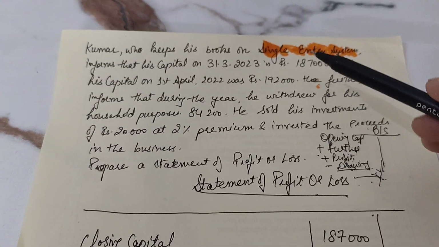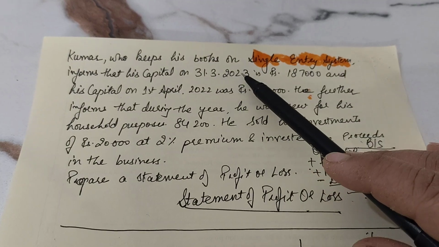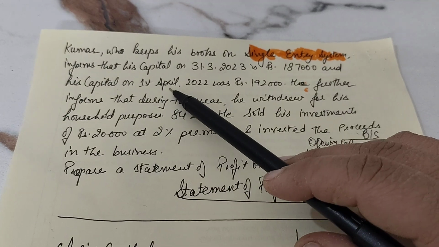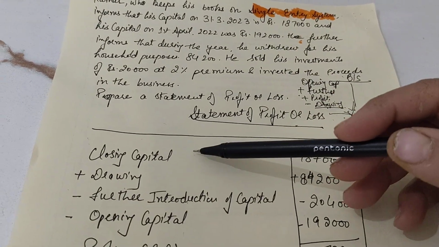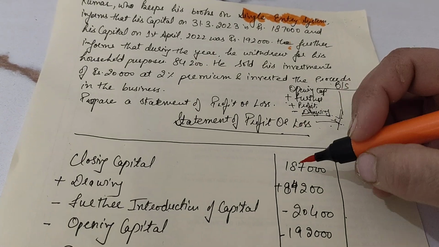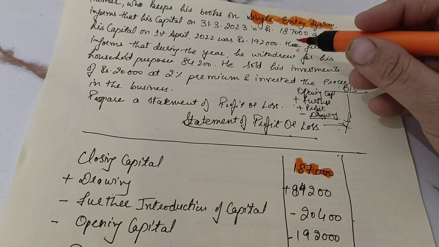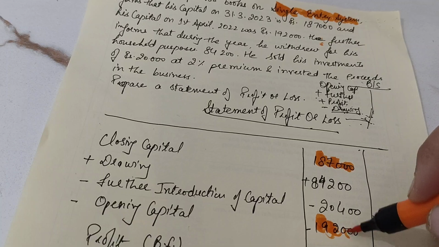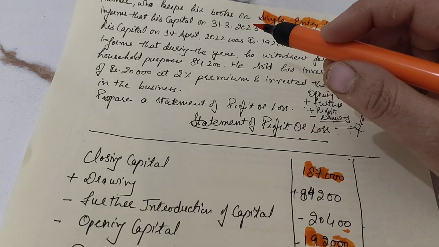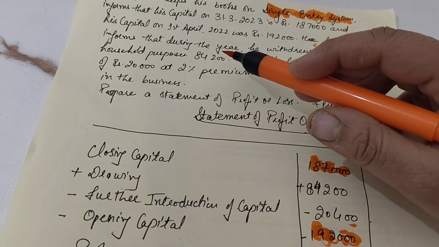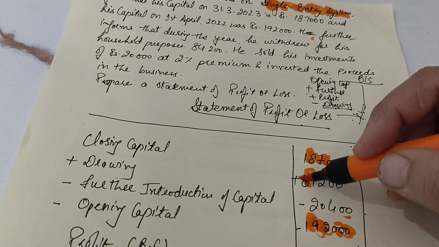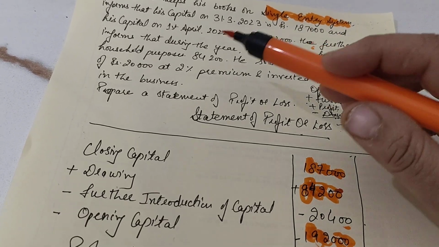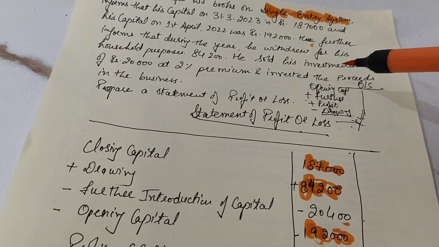For this given statement, I am provided that his capital on the closing date was 1,87,000, and on the opening date, that is on 1st April, was 1,92,000. I have written the formula and filled in the values here. Then he further informs that during the year he withdrew 84,200 for his household expenses. So the drawings to be added here are 84,200. He sold his investments of 20,000 at 2% premium and invested the proceeds in the business.